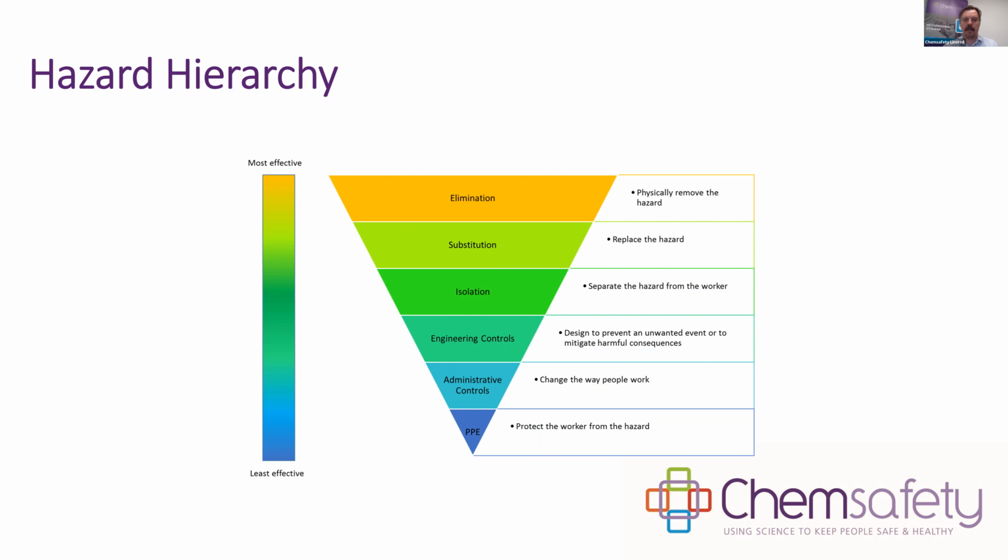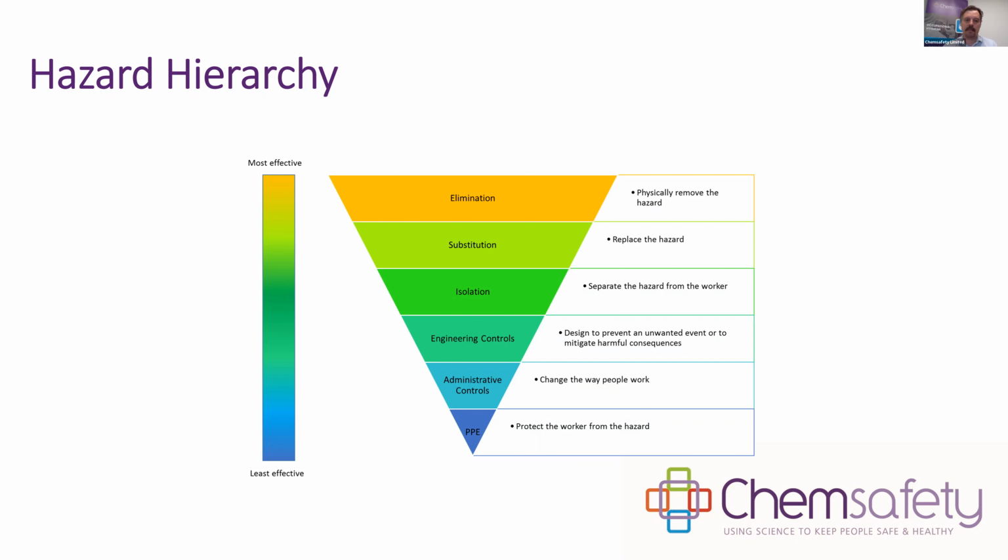Engineering controls are designs to prevent unwanted events or mitigate harmful consequences. So when we're talking about engineering controls, we're often talking about ventilation and local exhaust ventilation, trying to remove the vapors from solvents before they can get to the people. Administrative controls involve changing how people work.